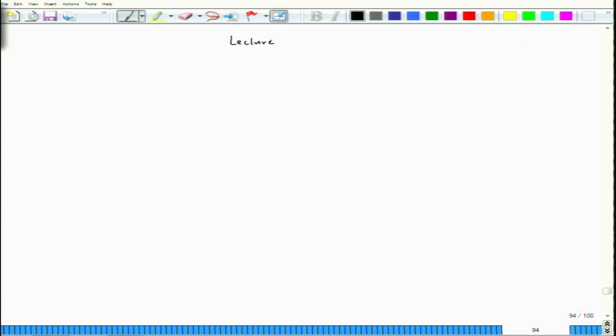Let's start lecture 30. And we will continue our discussion on kinetics of corrosion. And we have been discussing current density.